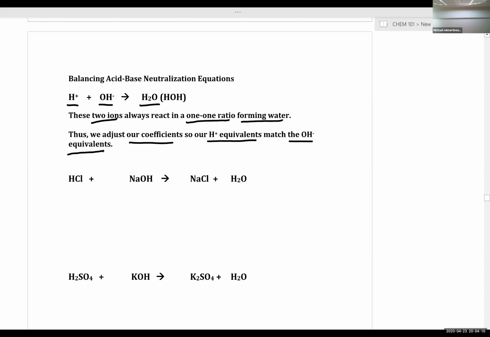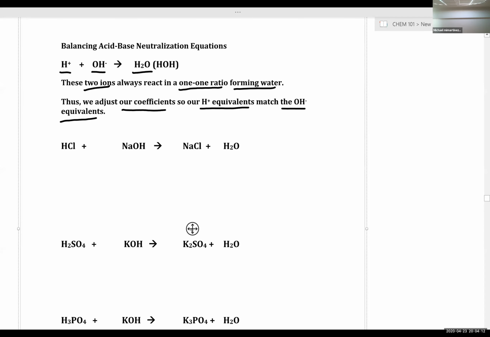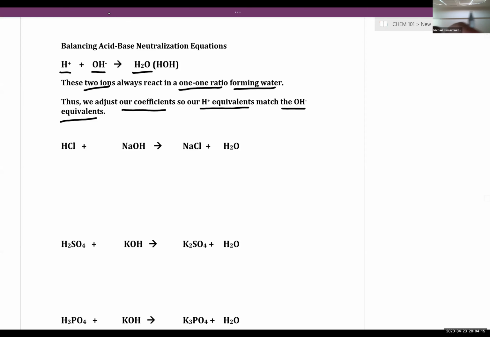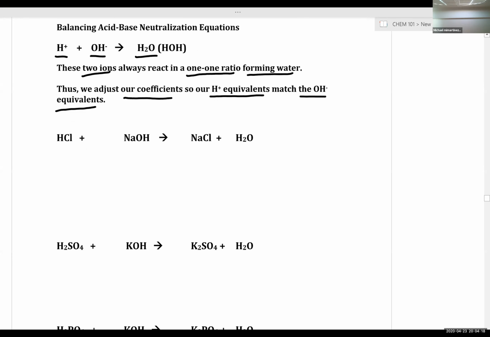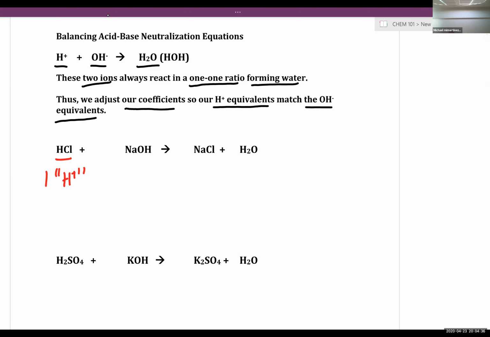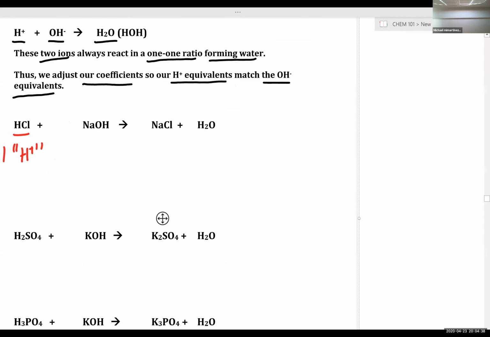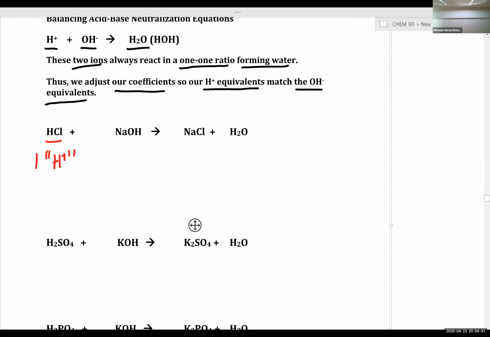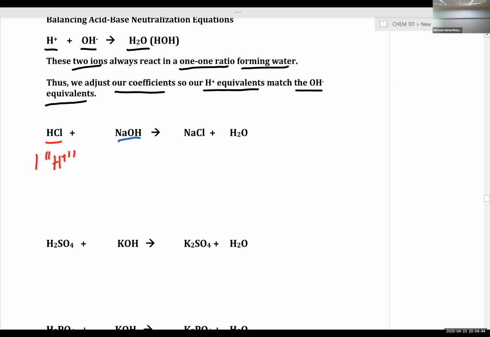So let's look at an example. Looking at hydrochloric acid, which is a strong acid, my question to all of you is, how many H+ equivalents do we have? And don't be shy to type in the chat. How many H pluses? Yep, exactly right. So we have one H+ equivalent. Now looking at sodium hydroxide, how many hydroxide equivalents do we have? Also one.